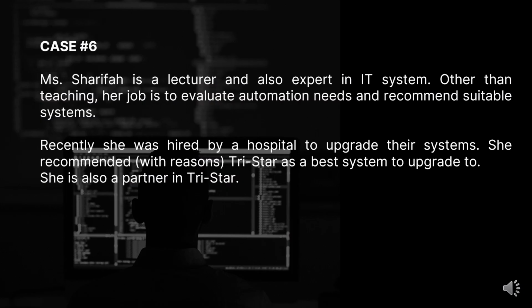Okay, now we are moving to the second part, which is case study number 6. Ms. Sharifah is a lecturer and also expert in IT system. Other than teaching, her job is to evaluate automation needs and recommend suitable system. Recently, she was hired by a hospital to upgrade their system. She recommended, with reason, TriStar as the best system to upgrade to. Then she is also a partner in the TriStar company.